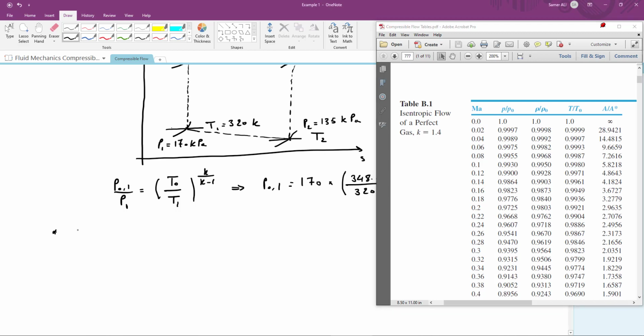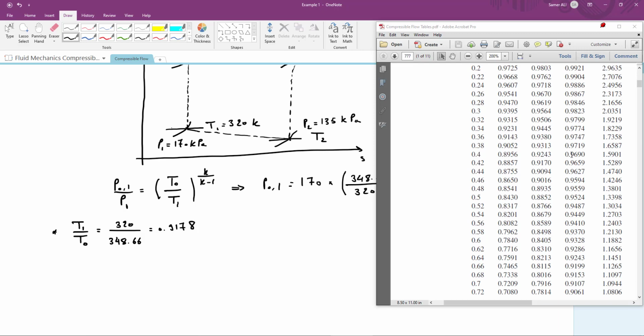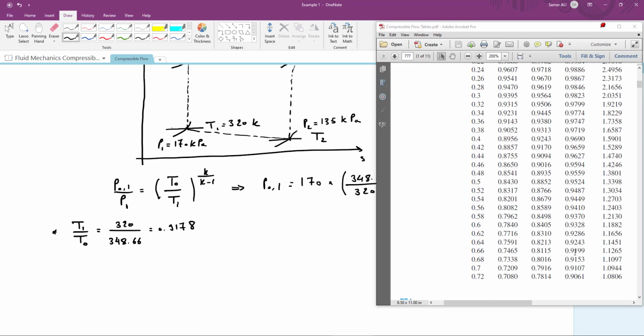So first, we need to find T1 over T0, 320 over 348.66, which is equal to 0.9178. So let's search for this value. If we scroll down, we will have 0.9199 and 0.9153. So in fact, our value here is in between these two values. So we need to do a linear interpolation since we don't have this exact value in the table.